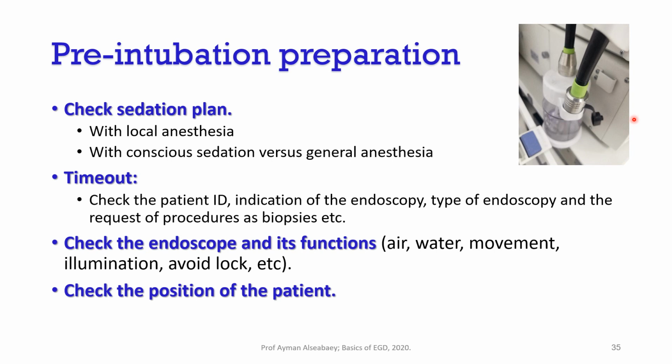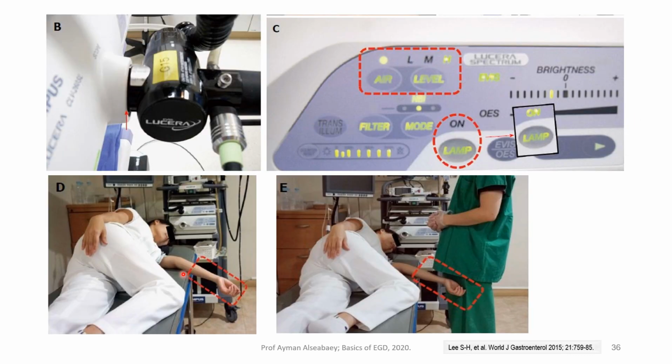You should do time out. We have said this before. You have to check the endoscope and its functions. And of course, check the position of the patient. Look for the brightness. Okay, it should be around zero. Check that the lamp is on. Okay, check the level of the air, low, medium, high. This is very important. Check the position of the patient.